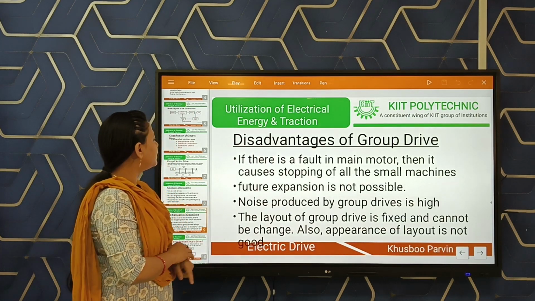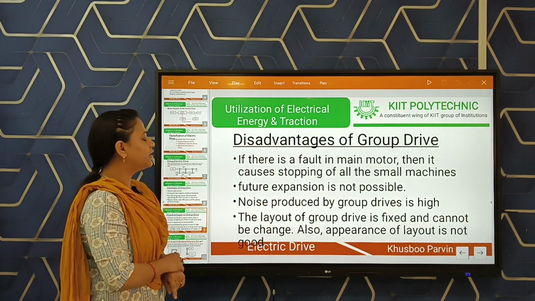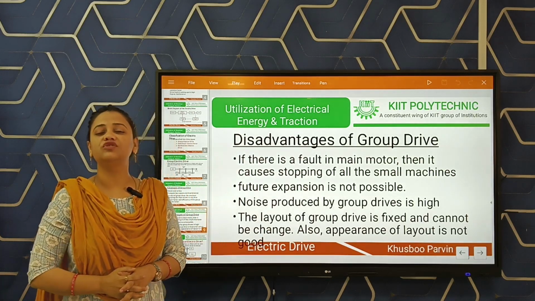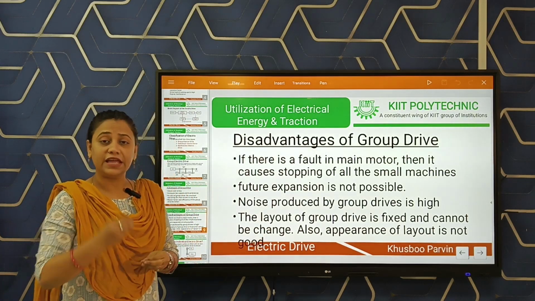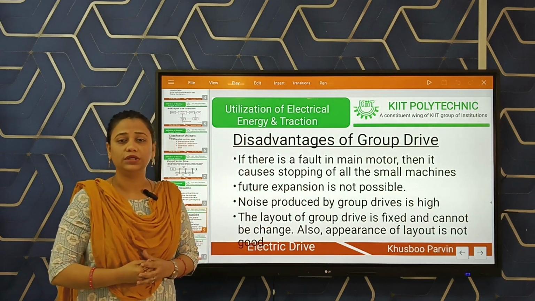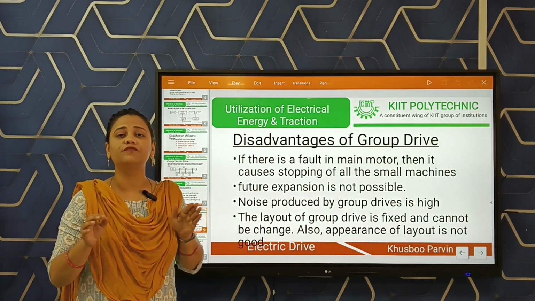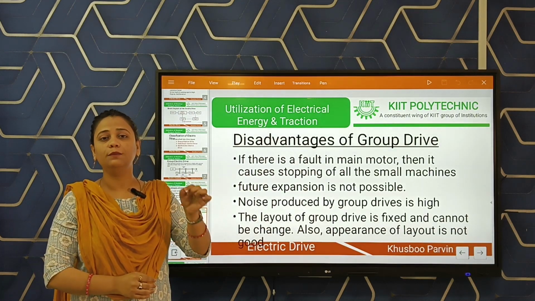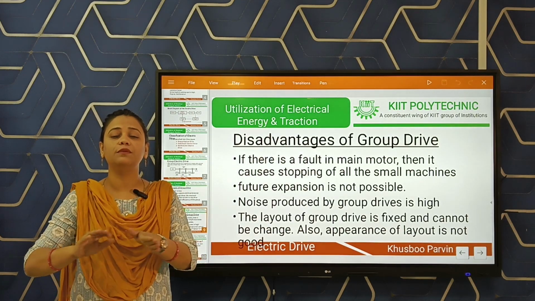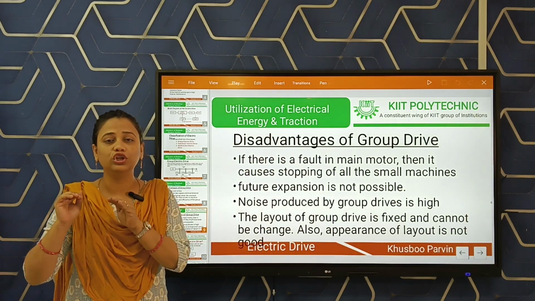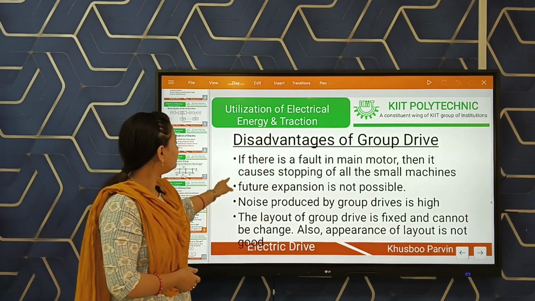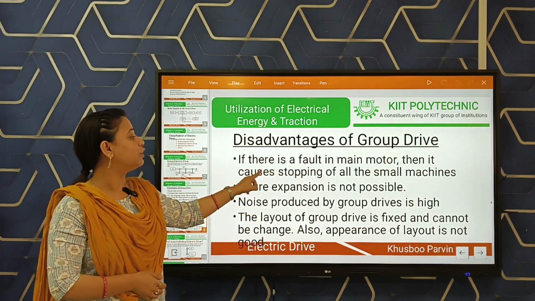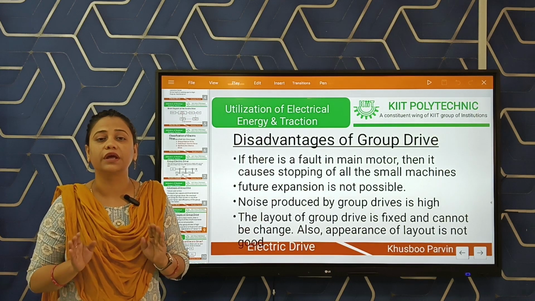What are the disadvantages of group electric drive? One of the important disadvantages is that in case there is any fault in the main motor, the whole operation of the system will cease, because a single main motor is used to drive the number of machines connected to its common shaft. So if there is a fault in the main motor, it causes stopping of all the small machines connected to it.